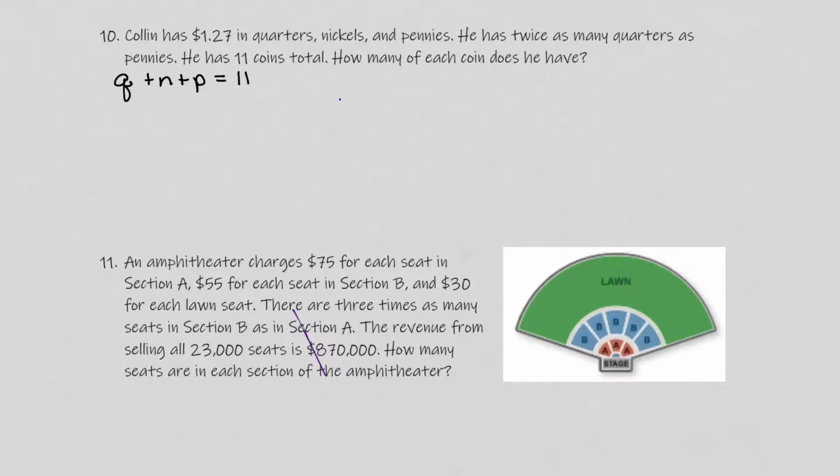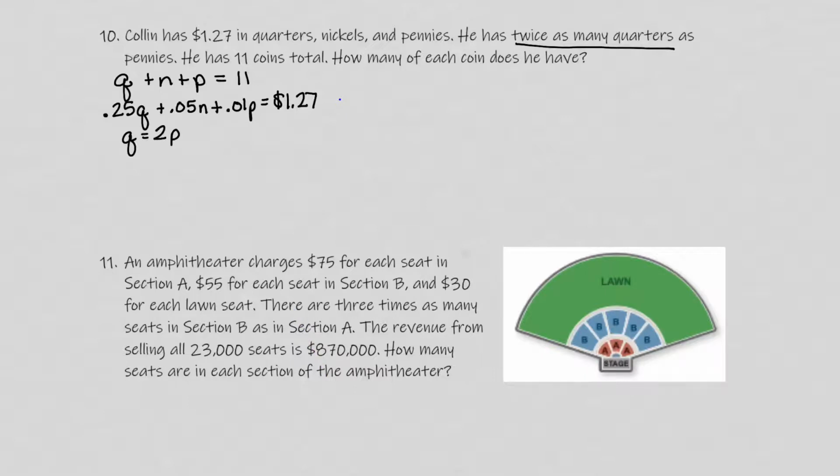Quarters are worth 25 cents. Nickels are worth $0.05, or 5 cents. And pennies are 0.01. And he has a total of $1.27. So that's how you figure out the amount: you take the number of those coins times how much they're worth. And he has twice as many quarters as pennies. So that means if I take the number of pennies times 2, that's how many quarters.